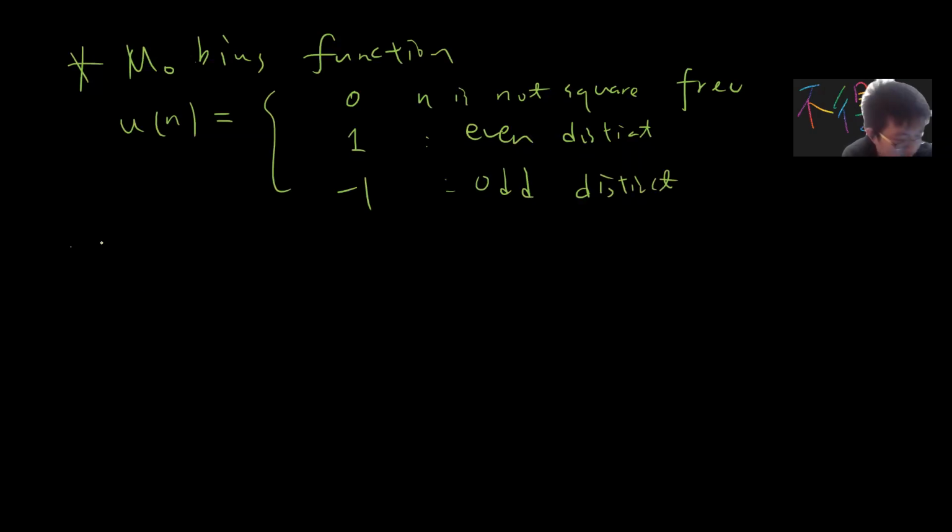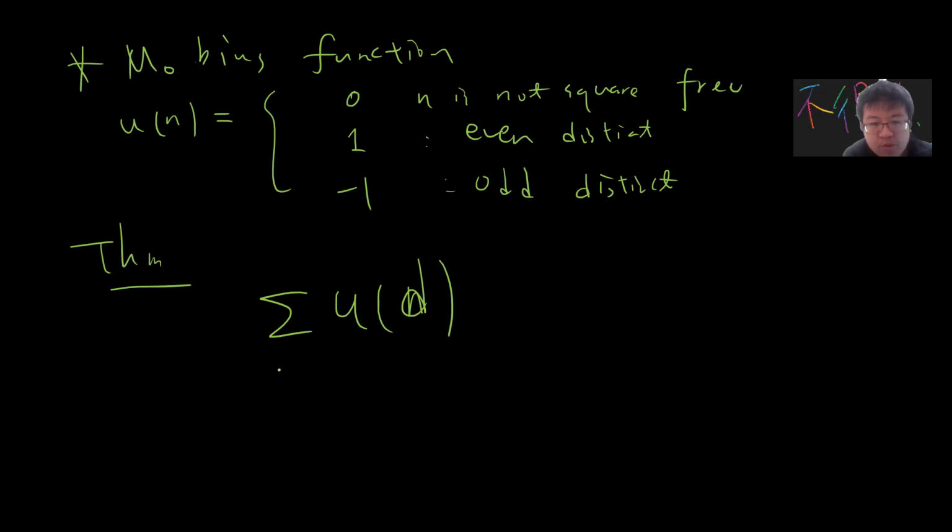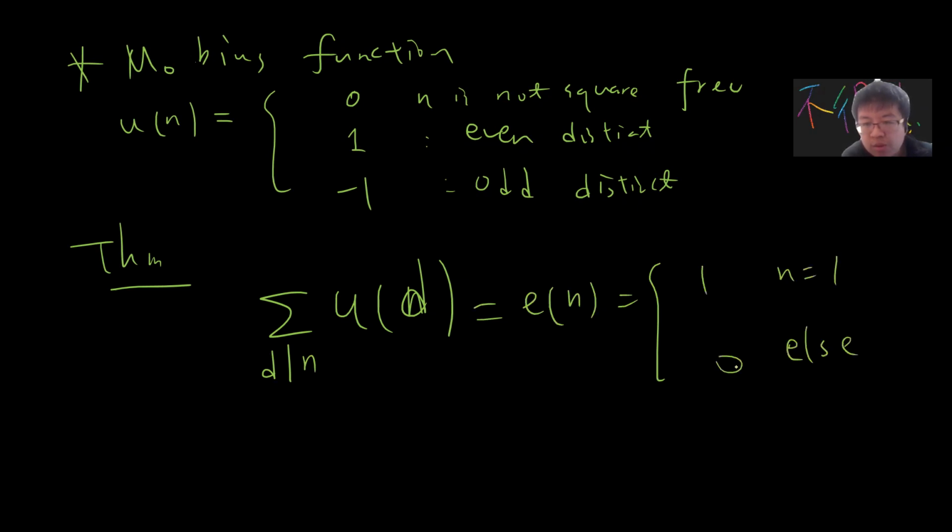So theorem, this one is a famous one. If you calculate the sum of mu of d, where d is a factor of n, it is e of n. So e of n is defined to be 1 if n is 1, else it is 0. This may be hard to see, but for example, let's consider n equals 12. So your factors are 1, 2, 3, 4, 6, 12.